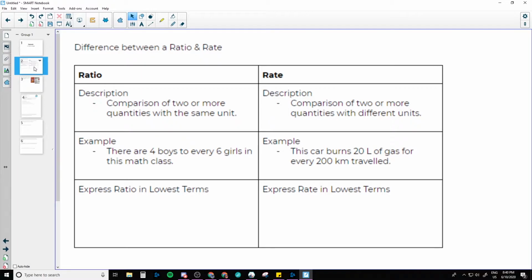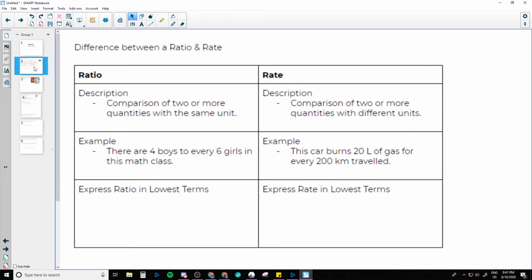You're comparing 2 quantities. So for example, on the left, we have 4 boys to every 6 girls in this math class. And on the right, for rate, we have an example saying this car burns 20 liters of gas for every 200 kilometers traveled, which would be 10 liters per 100 kilometers. That's the more common rate that we see it expressed in.